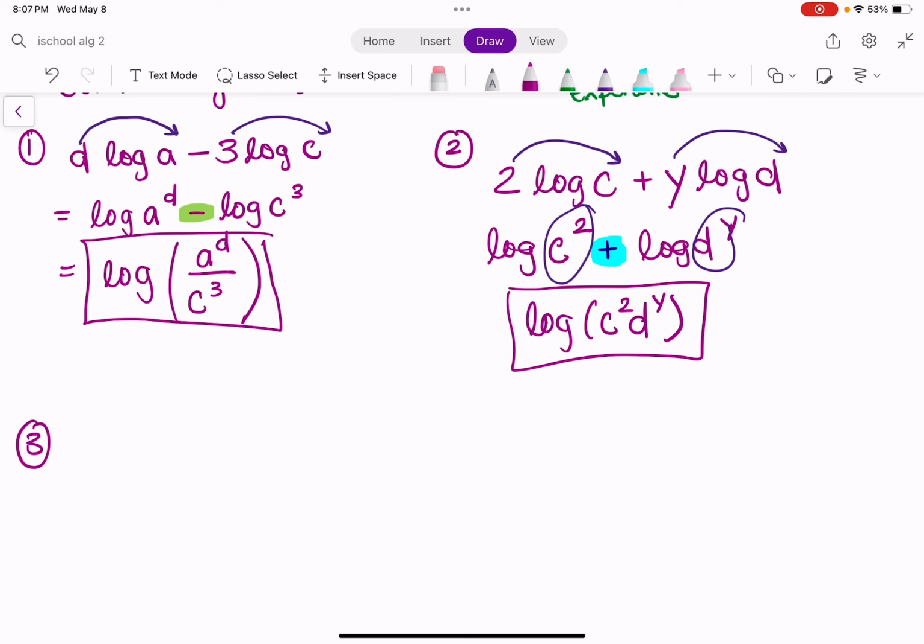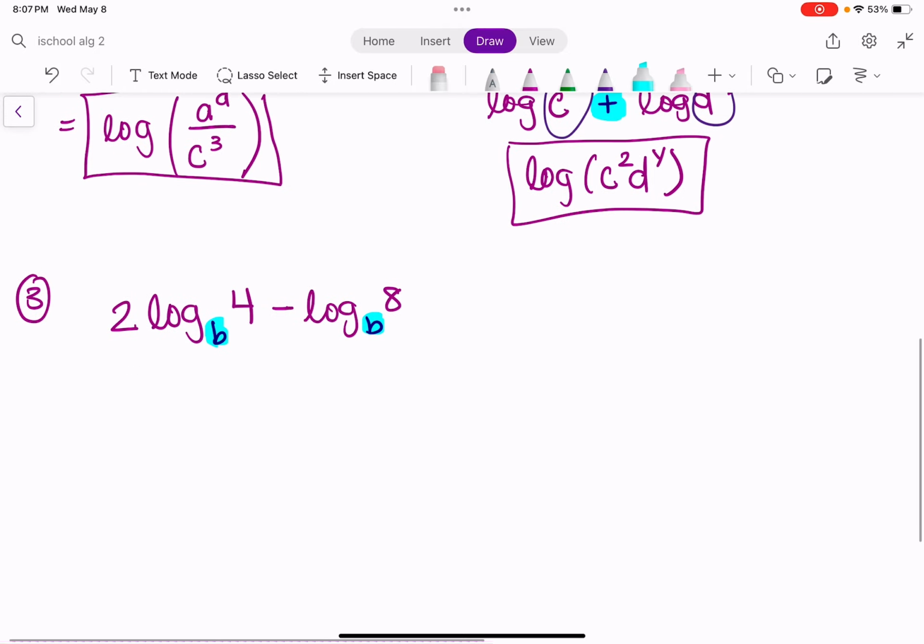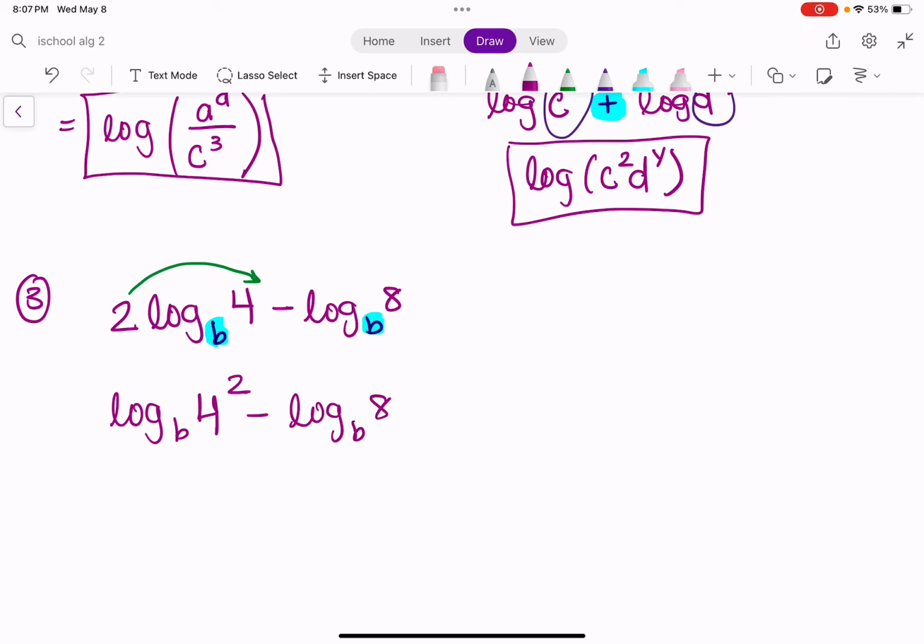So problem 3, let's say we have 2 log base b of 4 minus log base b of 8. First of all, we can only use these properties if they have the same base. So we are good here because they both have a base of b. Same thing, I'm going to start by moving my exponents back, right? So I can rewrite this as log base b of 4 squared minus log base b of 8.